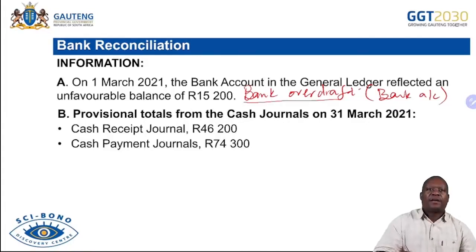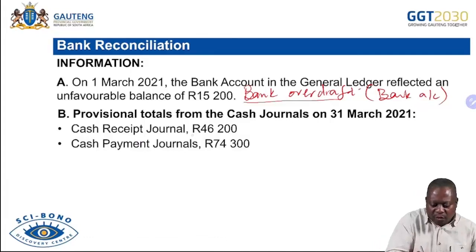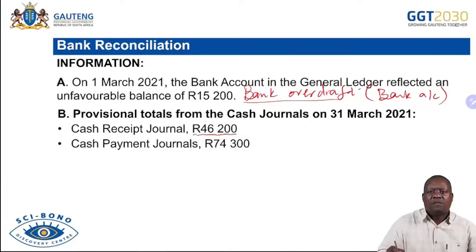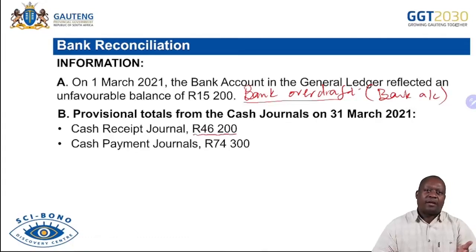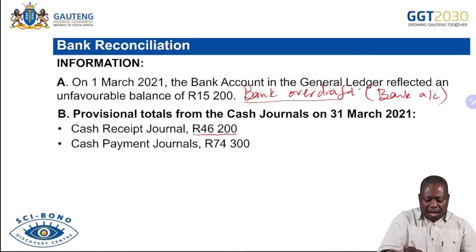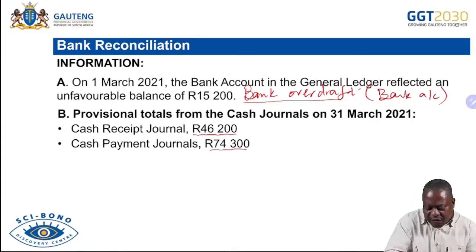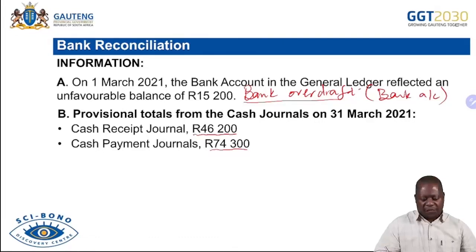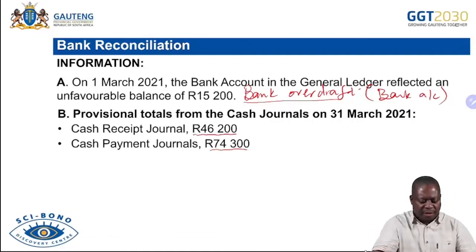So we are going to update this information. But check here. In our CRJ, we are having a total of 46,200 already before the update. And then in our CPJ, we are having a total of 74,300. Now, this information is where we are starting from when we are looking at the bank records. And then we carry it over going on to the bank reconciliation statement.